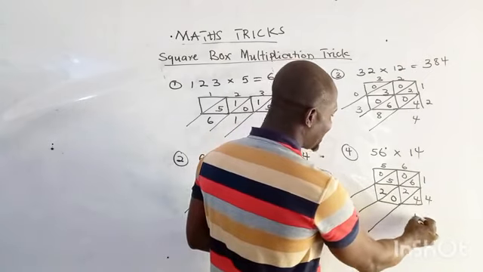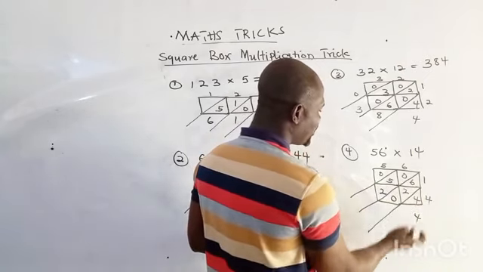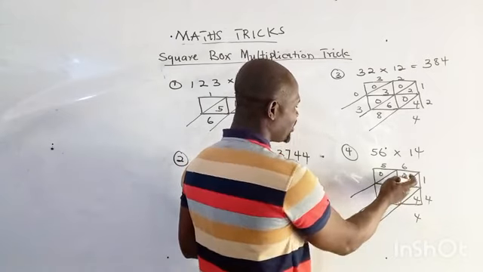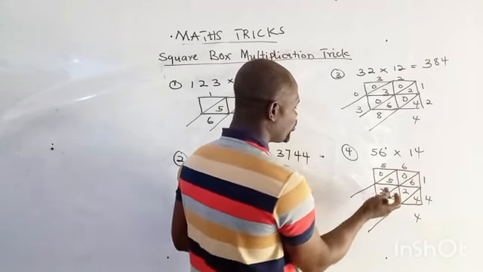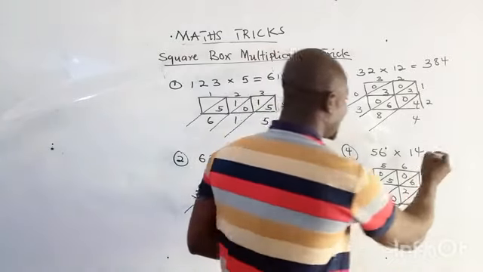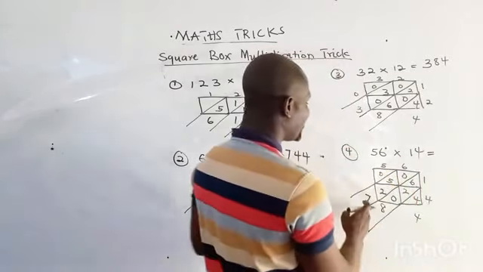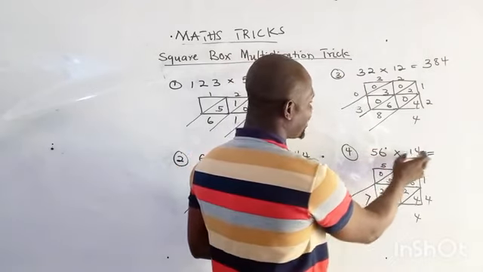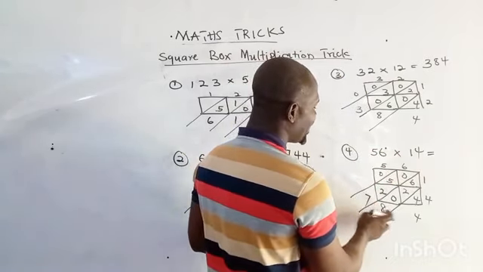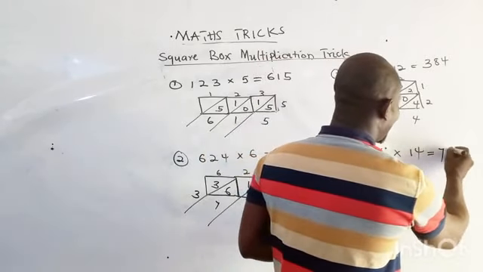Then let's look at this. The last number here is 4. Now 6, 2, and 0, you have 8. 0, 5, 2, you have 7. And the last number there is 0. You can decide to write it or leave it. Now, when you have 56 times 14, you are going to get 784. So that is 784.